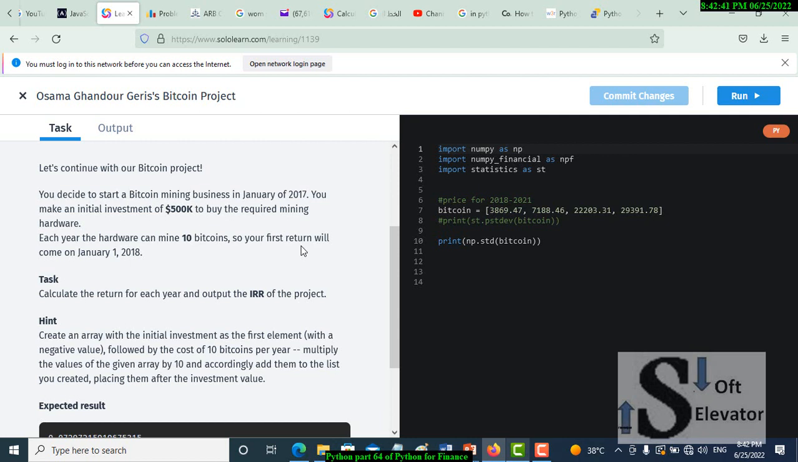You decided to start a Bitcoin mining business in January of 2017. You make an initial investment of $500,000 to buy the required mining hardware. Each year the hardware can mine 10 Bitcoins. So your first return will come on January 1st, 2018. Task: calculate the return for each year and output the IRR of the project.